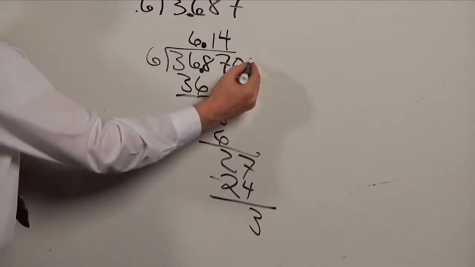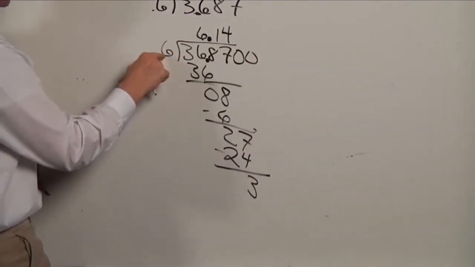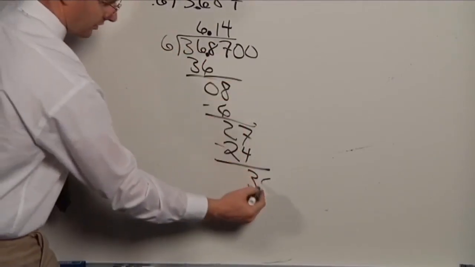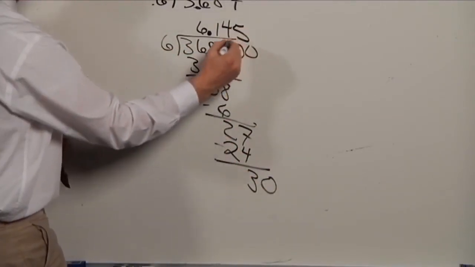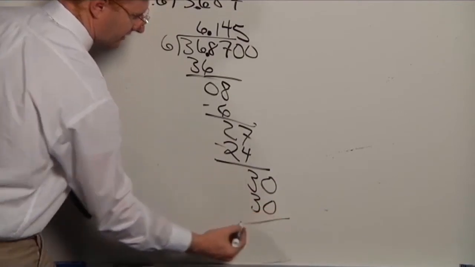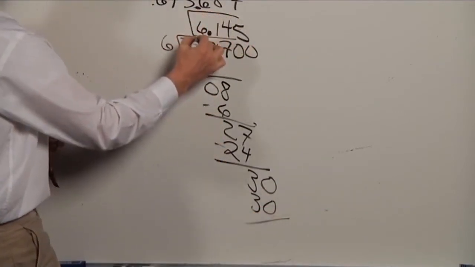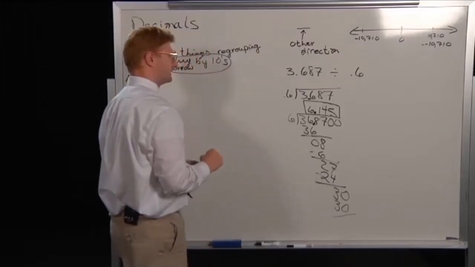And again, we can just add as many zeros as we want to. 6 goes into 30 5 times. And it came out nice right there. So 6.145 is the answer. Good. Let's have some examples and use the algorithm that you are most comfortable with.